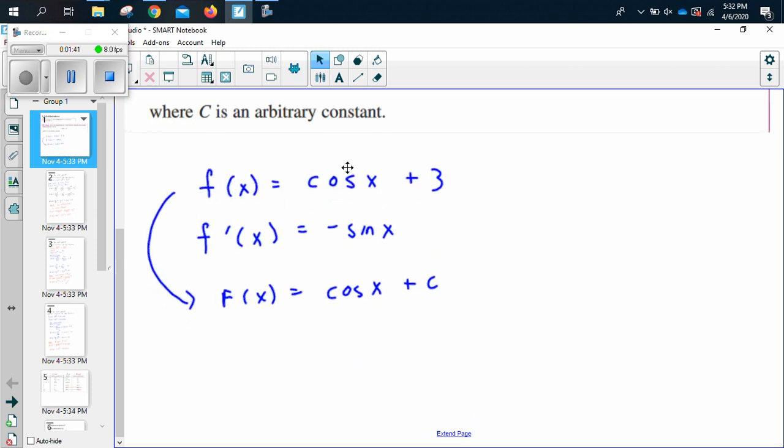Like if you have the function cosine x plus 3, and you take its derivative, that would just be negative sine x. We wouldn't know the constant, since the derivative of the constant is 0. So when we anti-differentiate, we're given negative sine x, the antiderivative is cosine x, and then we have to go plus c. Sometimes we're given extra information so we can determine what c is, but most of the time we're not, and so we just go plus c.